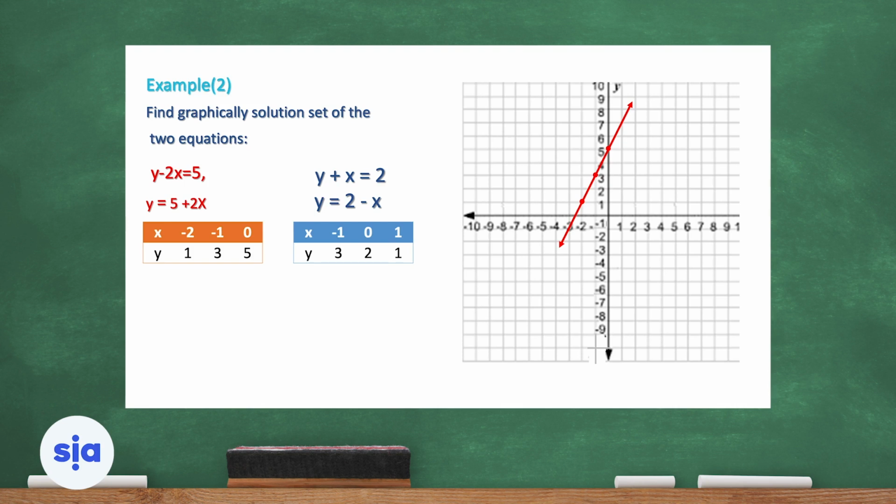If you plot the 3 points on the graph, here's the first point, negative 1 and 3. After that, the second point, 0, 2. After that, the third point, which is 1, 1. If I connect between these 3 points, it will form another line. Then the solution set is the intersection point of these two lines. As you can see here on the graph, what is the intersection point? Yes, exactly. It's negative 1 and 3. So the solution set is negative 1 and 3. It's 1 point. Its coordinate is negative 1 for x, and y is 3.